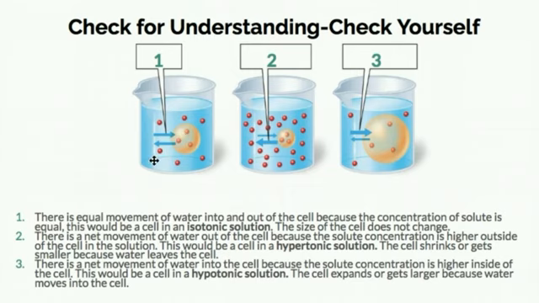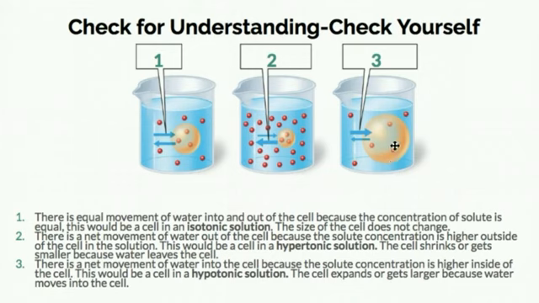Number 2, there is a net movement of water out of the cell. The movement of the water out of the cell, this arrow is bigger, and that's because the solute concentration is higher outside of the cell in the solution. So this would be a cell in a hypertonic solution. The cell shrinks or gets smaller because the water is leaving the cell.